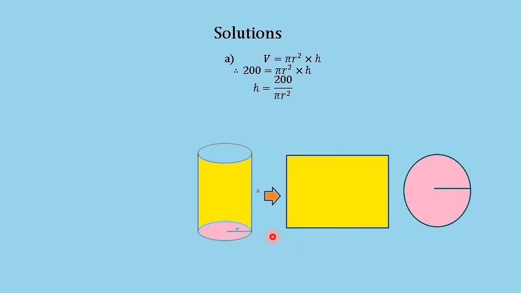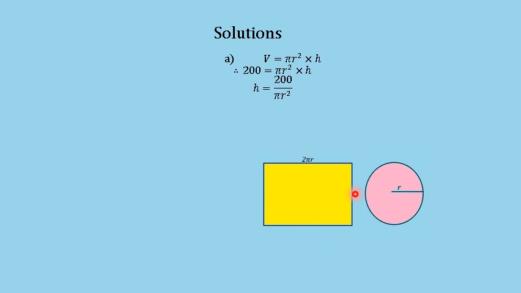Number B. This is our glass. Our glass is open at the top, so we are not going to include this part in our calculation. The base is the circle. Here is the circle, and we have the rectangle. This side, the yellow color, is the rectangle. We have the circle and the rectangle.